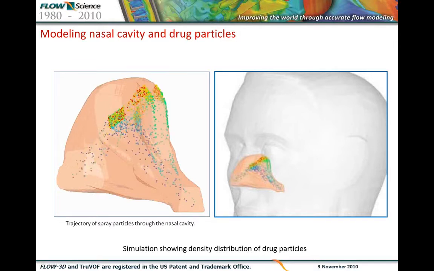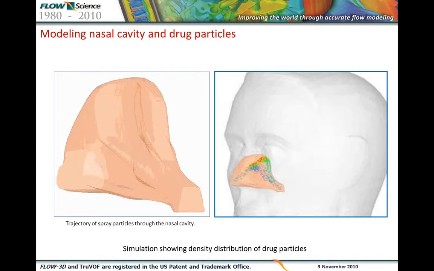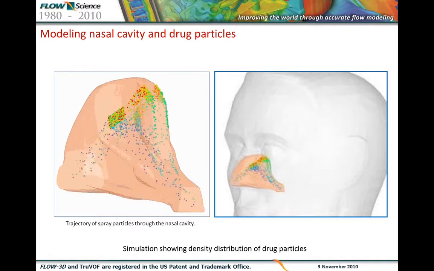The next example here shows modeling done for a nasal cavity. Flow3D is used here to model a nasal cavity to determine flow patterns during drug delivery. Particles with varying densities and sizes are released from a nozzle, and their locations are tracked as a function of space and time. You can see the different colors in the animation on the left-hand side. The colors denote particles with different densities.